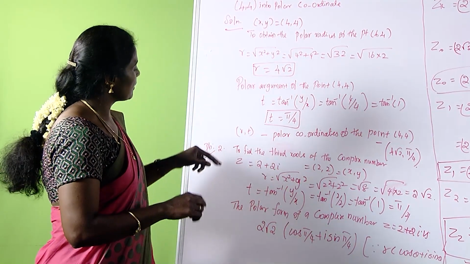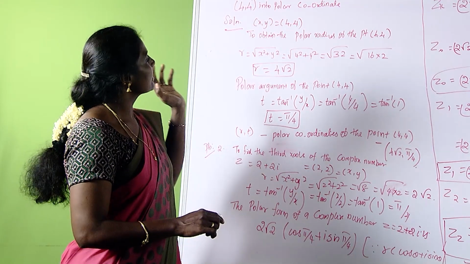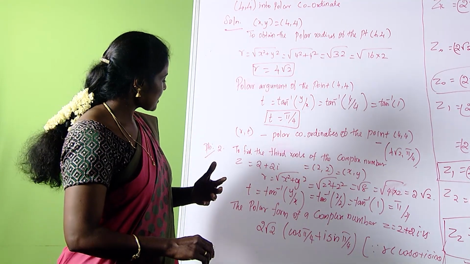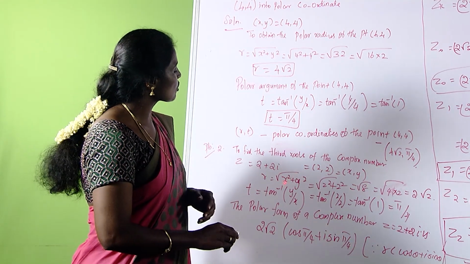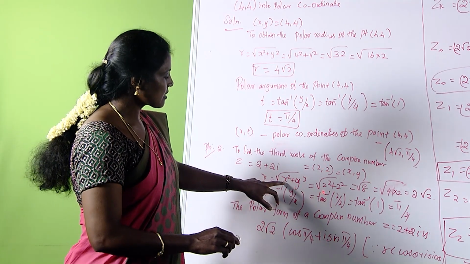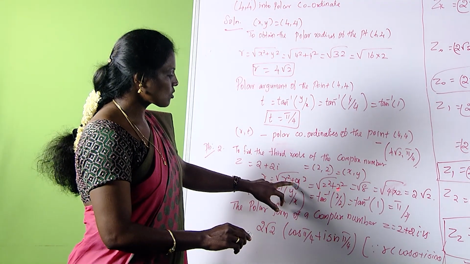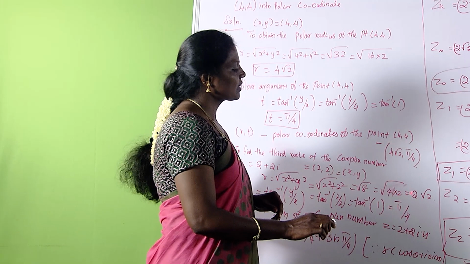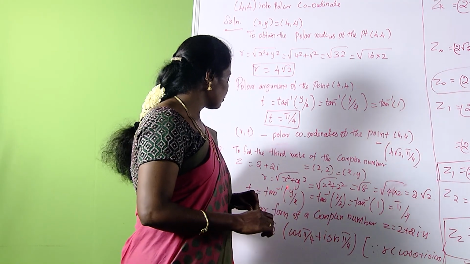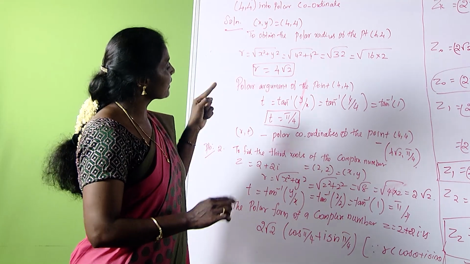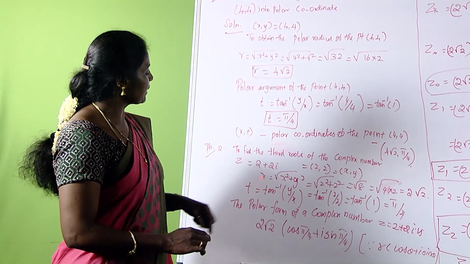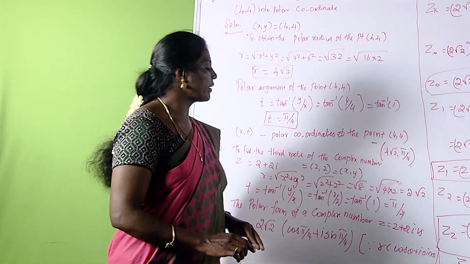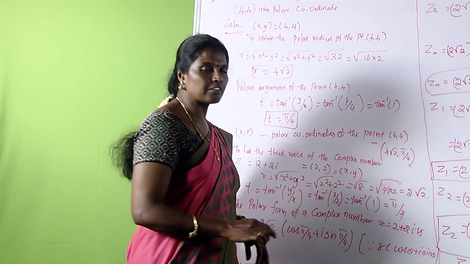As in the previous problem, we are going to find the polar radius and polar argument. The first one, the polar radius, r equal to square root of x square plus y square. Here x is 2, therefore 2 square, y is 2, therefore 2 square, therefore root 8. Root 8 is nothing but root of 4 times 2, and this is 2 root 2. Therefore r, the polar radius, is 2 root 2, and the polar argument t equal to tan inverse of y by x, tan inverse of 2 by 2, that is tan inverse of 1. Again, as in the first problem, this value is pi by 4.